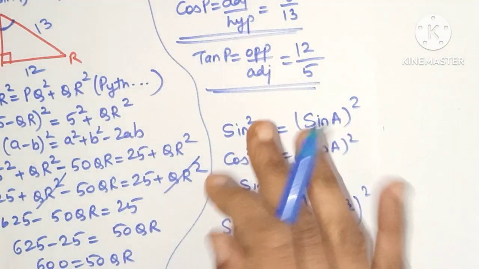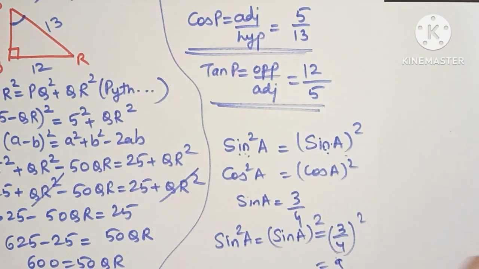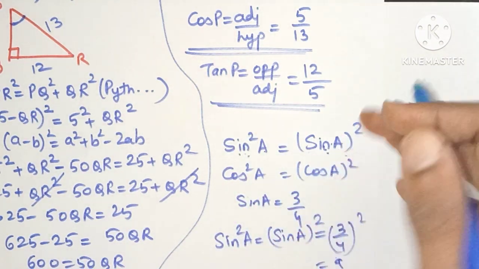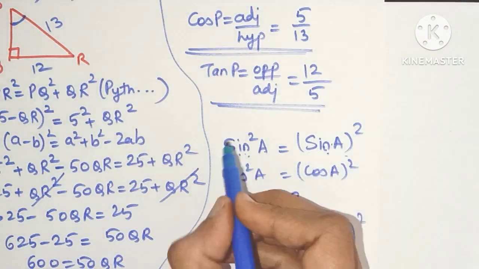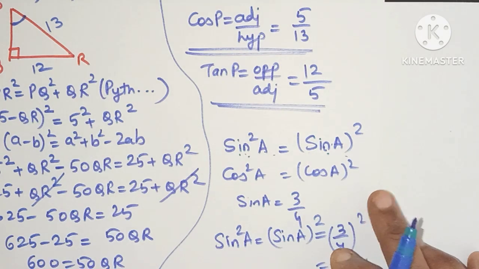So don't get confused friends, these two terms are one and the same, but commonly they write it as sine square A. They don't write it as sine A the whole square every time. So these two are the same. So that's what I missed mentioning to you in the question.